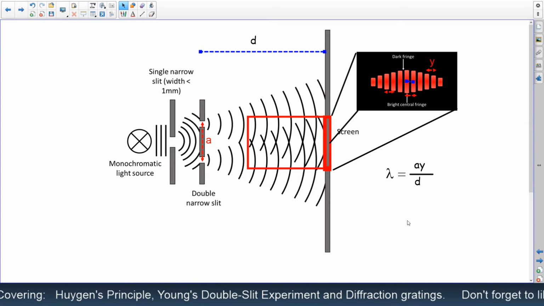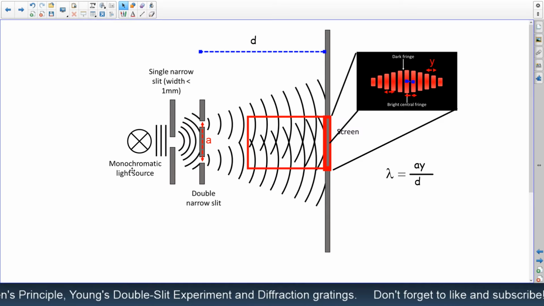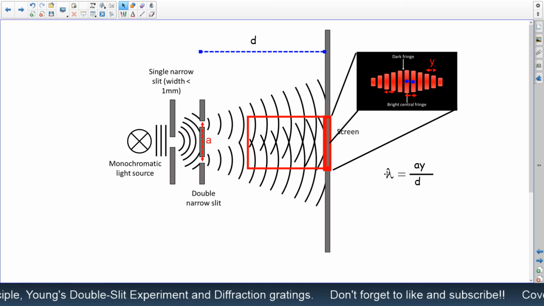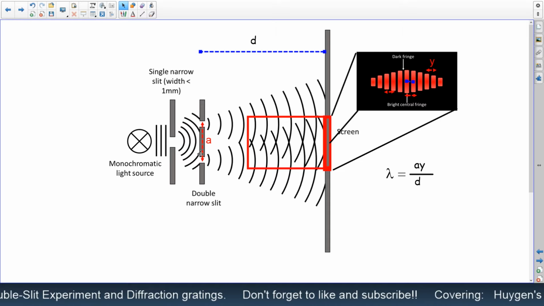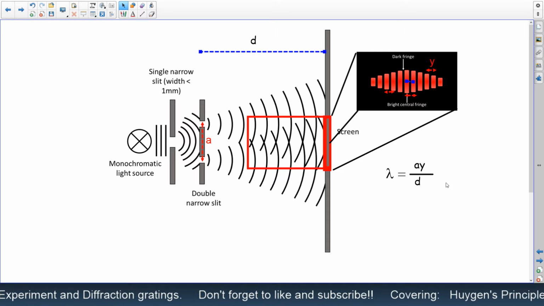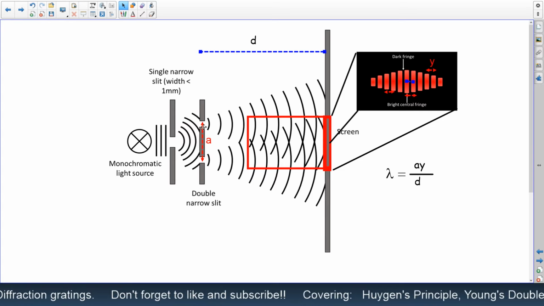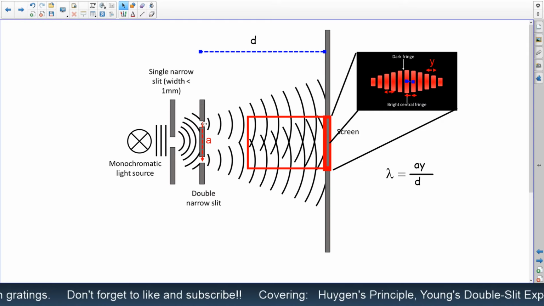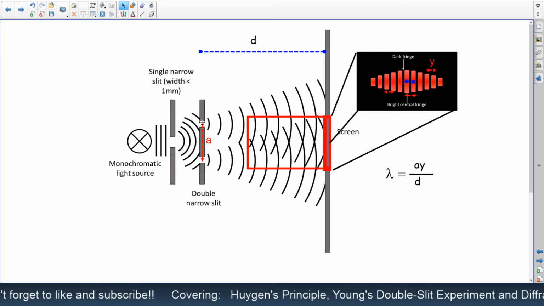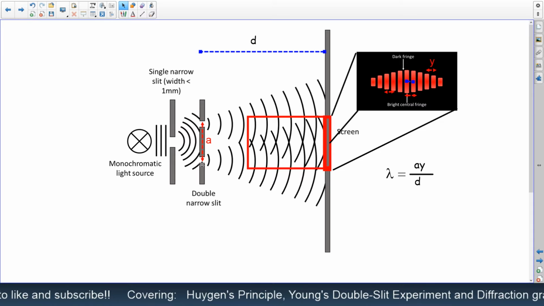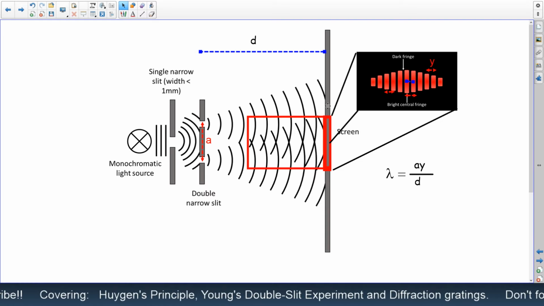But this is the Young double slit equation. The wavelength that you're using, because remember we're using monochromatic light, so that is light of a single wavelength, so lambda has a singular value, is equal to the spacing of the two slits apart multiplied by the spacing of the fringes. Now notice the slit width doesn't matter, it's the spacing between the slits that matters. So it's AY over D. All we have to do is have the slits narrow enough to actually generate diffraction. After that, it doesn't matter, really, in terms of this.